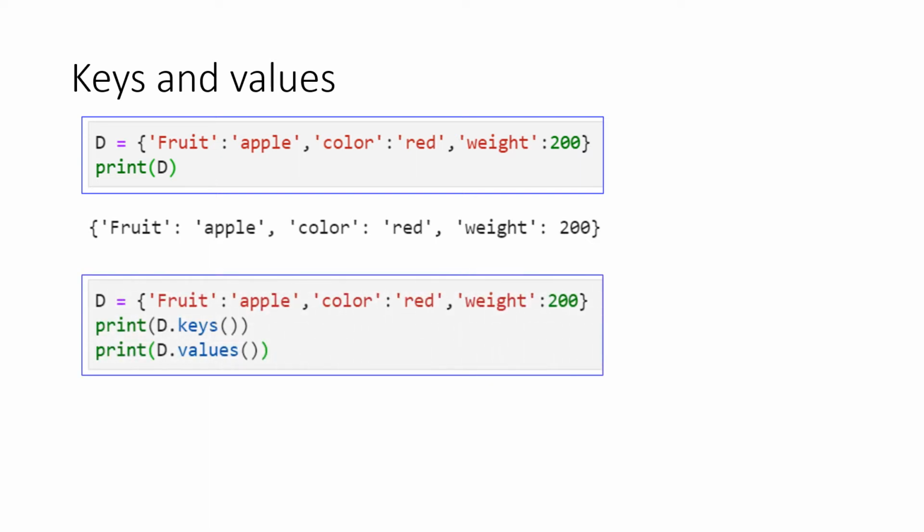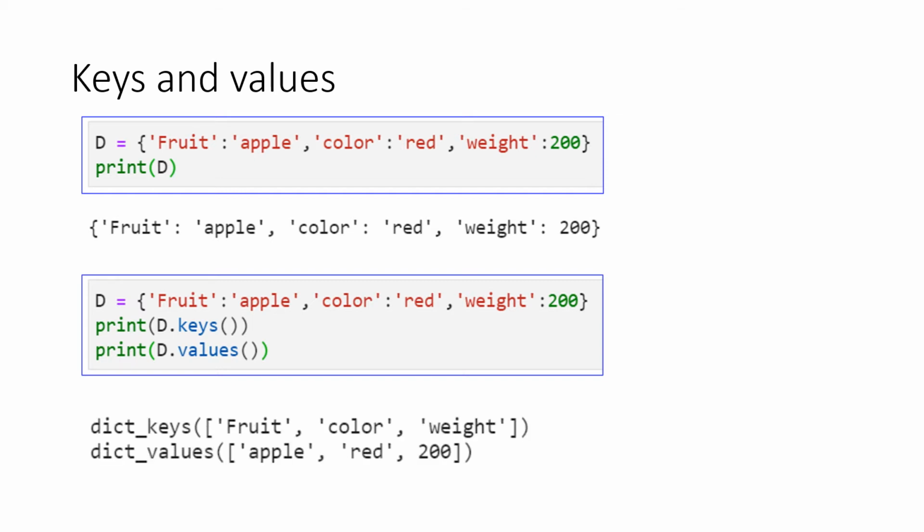And if you want to access keys in the dictionary, you can type dictionary.keys. And if you want to access values, you can type the dictionary name dot values. And they are printed as a list.